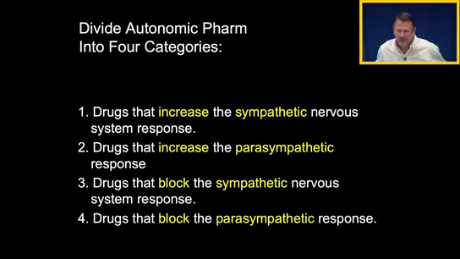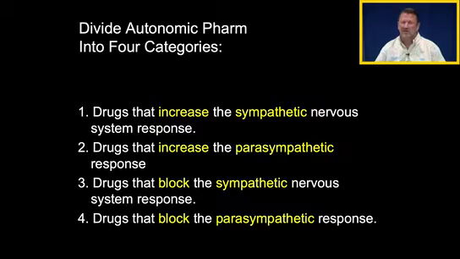if nothing else, learn this. It's just a 2x2 square. Increase, decrease, sympathetic, parasympathetic. And so if you take a 2x2 square that's increase, decrease, sympathetic, parasympathetic, then you're going to have our 4 categories of autonomic pharmacology. Drugs that increase the sympathetic nervous system response, sympathomimetics. Drugs that increase the parasympathetic nervous system response, we don't like to call those parasympathomimetics. We just call those cholinergic drugs.